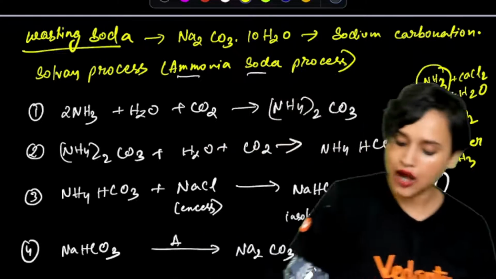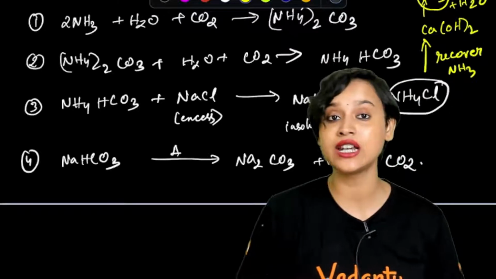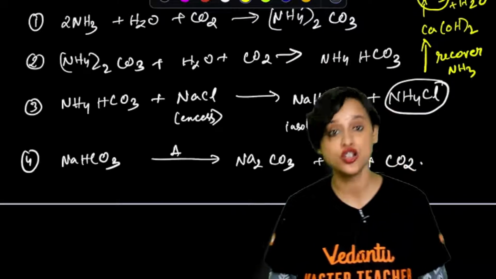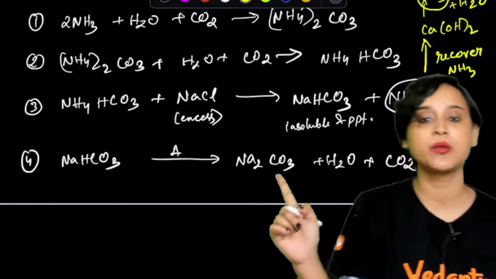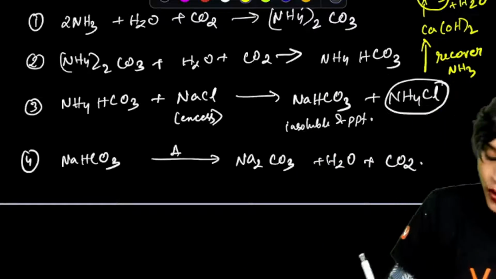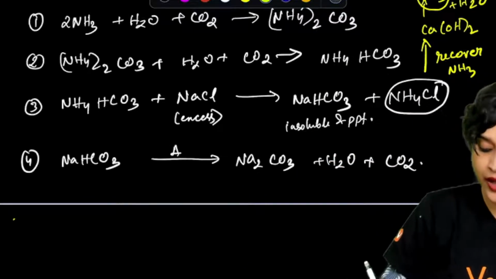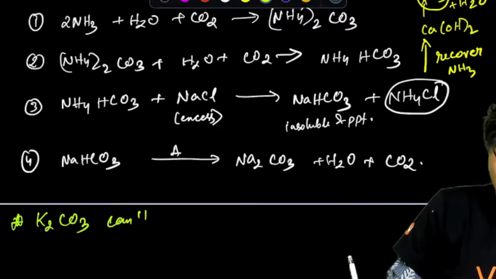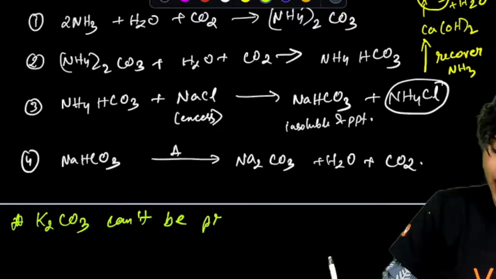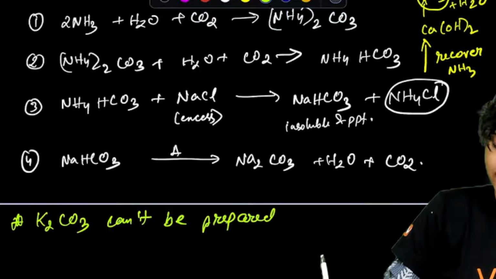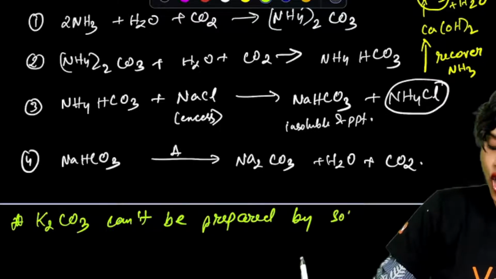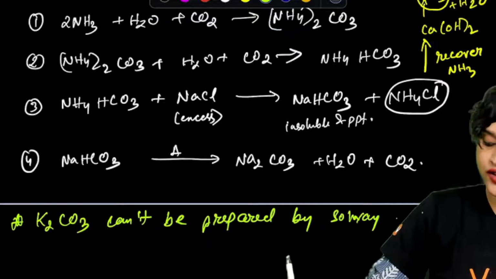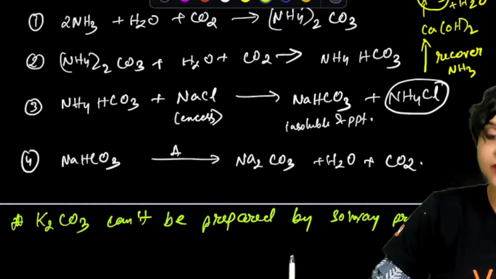Cool, everybody. Now, do you know that just like how we have created sodium hydrogen carbonate or sodium carbonate, you cannot prepare potassium carbonate. Potassium carbonate, K2CO3, cannot be prepared by the Solvay process. Do you know why? Why can it not be prepared by the Solvay process?